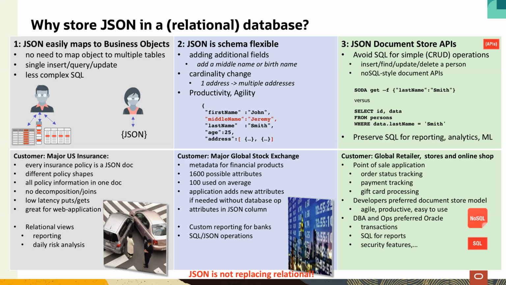So developers like to think in business objects. They may think I have something like a customer or a purchase order or a contract in my business domain. And I may express this using a Java class, for example. And now if it comes to the database, if I go relational, I typically normalize this and I map this one single business object to multiple tables.